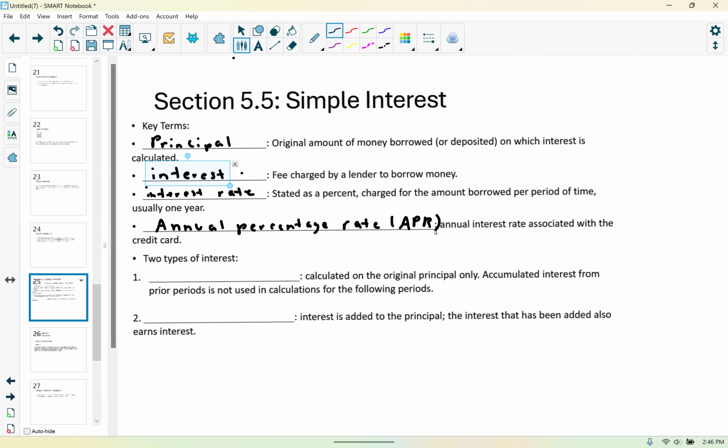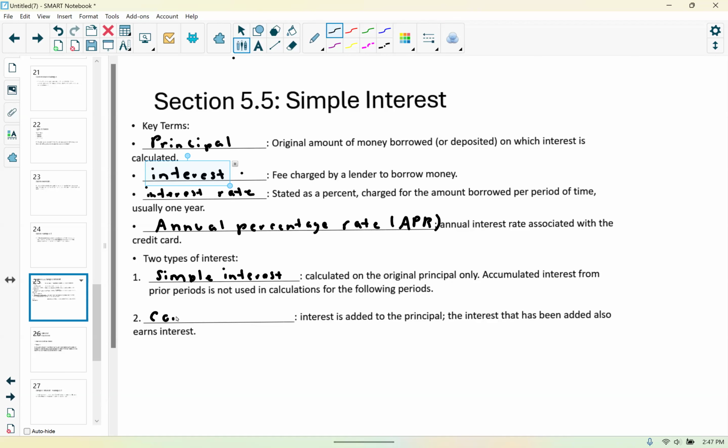And then there are two types of interest. They're called simple interest and compound interest. So simple interest is when the interest is calculated on the original principal only. Interest from prior periods is not used in calculations for the following period. So you're just taking interest on the principal, and that's it.